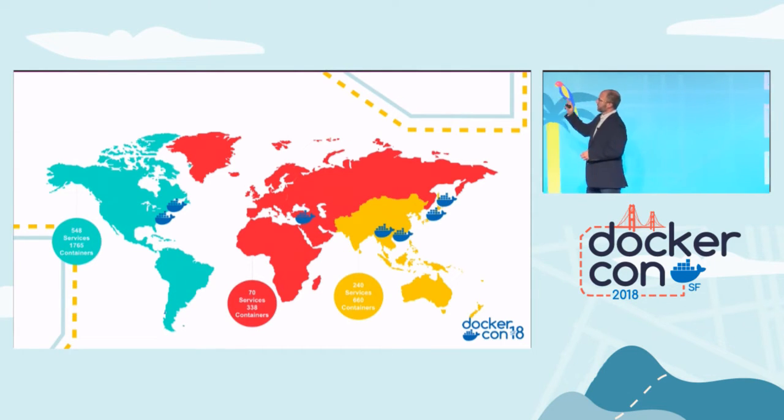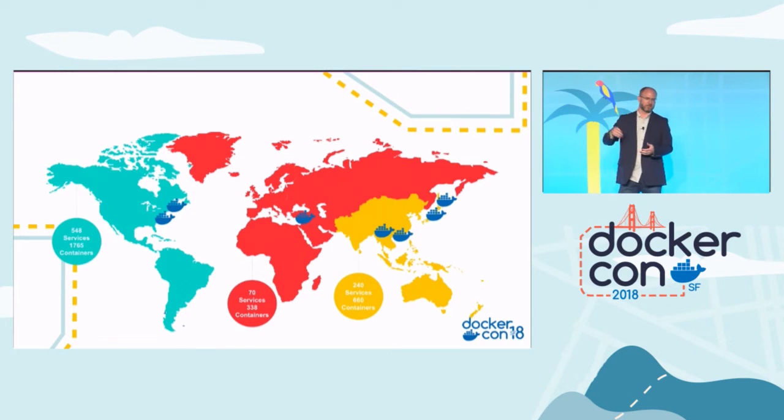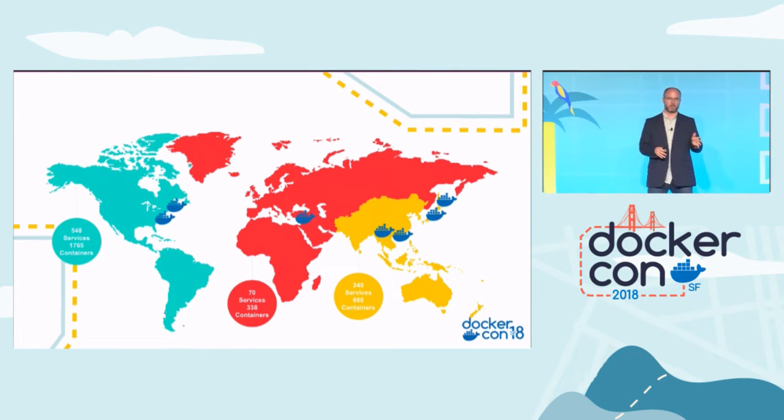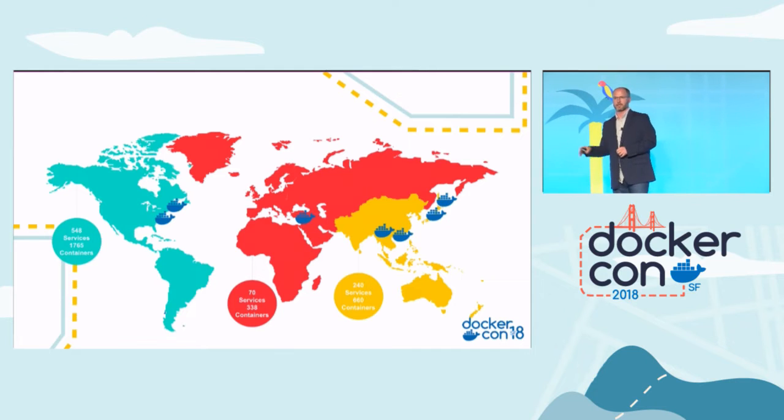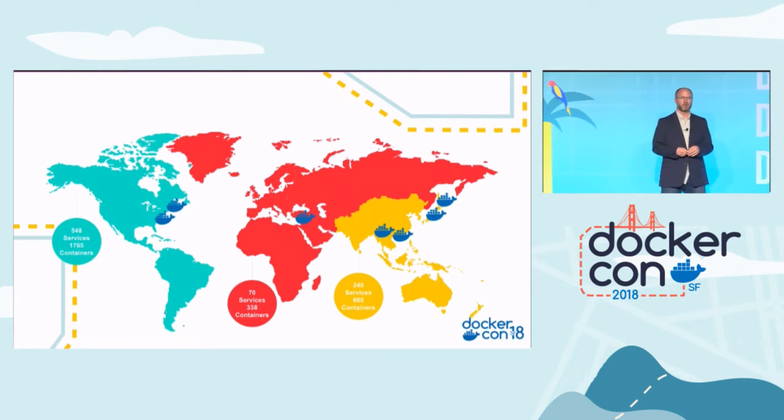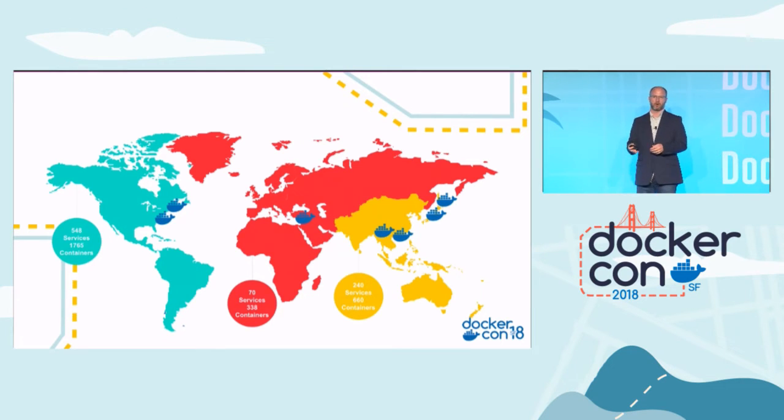Currently, our footprint is 550-ish services, a large amount of containers in the US. In EMEA, we have 70 and 340-ish, 240, and then 660 in the containers as far as APAC goes. To do this in legacy infrastructure, to do this in legacy VMs would be extremely challenging, and so far we've done this over the course of the past year or so.